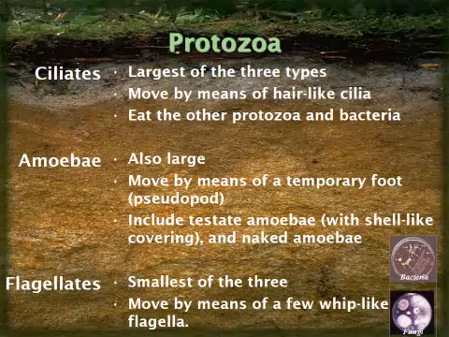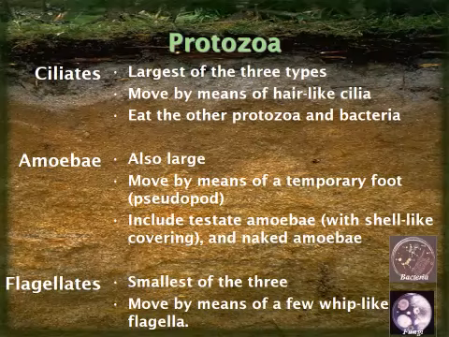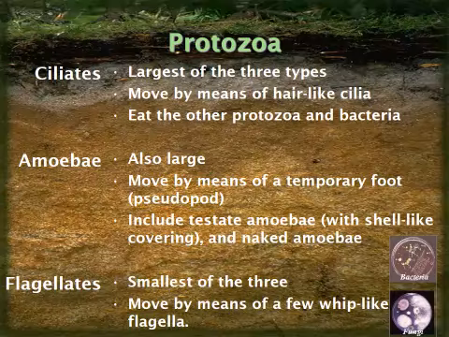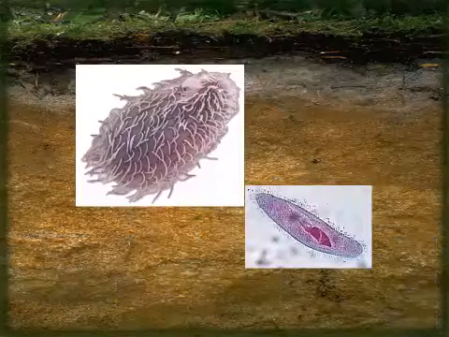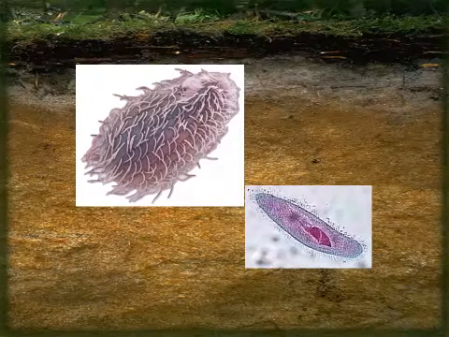Now the amoeba kind of looks like a blob. I've got a picture of one that I'll show you in a minute. These guys are also pretty large, and they move around by a pseudopod, and that's a temporary foot. In the amoebas, there's two different types. There's a testate, which is an amoeba that has a shell-like covering, and then there's the naked, where obviously that shell is missing. Flagellates are the smallest of the three, and they have a whip-like structure called a flagella that they move around with.